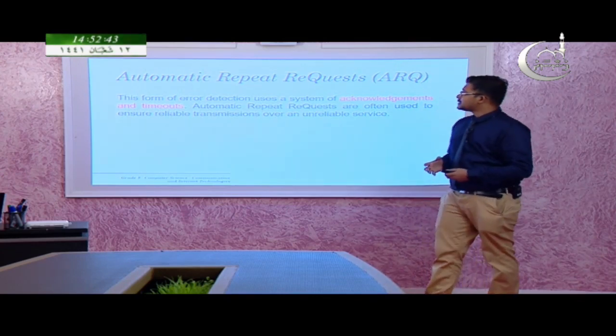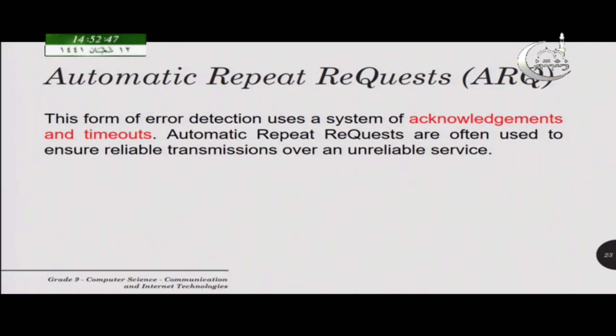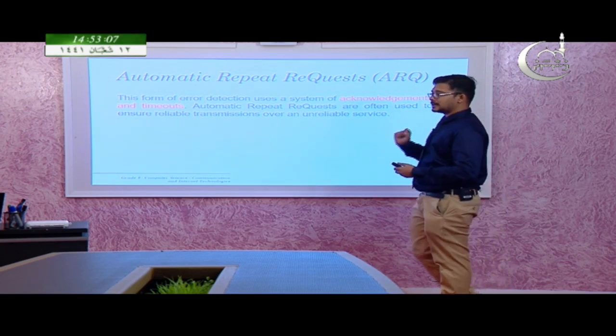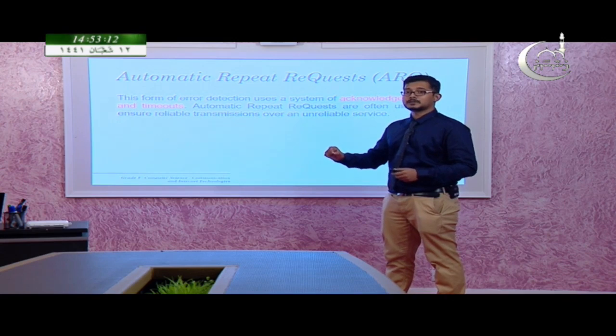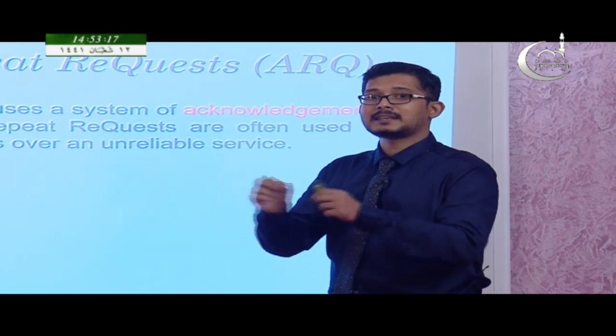The next error checking method is ARQ, automatic repeat request. Two main things you should always remember about ARQ are acknowledgement and timeout. This method is used in a lot of places. Even in normal networks we still use ARQ. So how it works is that device A sends data to device B. Device B has to send an acknowledgement to device A saying that it got the data. And it has to be sent within a timeout period.